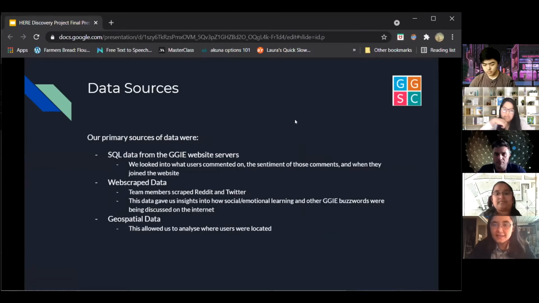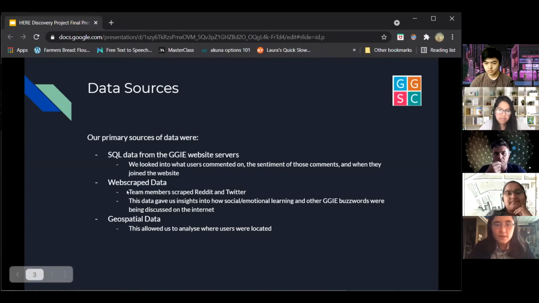To gain insight into that question, we looked at 3 primary data sources. Firstly, we looked at SQL data from the GGIE website servers. We looked into what users commented on, the sentiment of those comments, and when they joined the website. Then, team members scraped Reddit and Twitter. This gave us insights into how social emotional learning and other GGIE buzzwords were being discussed on the internet. Finally, we looked at geospatial data, which allowed us to analyze where users were located.